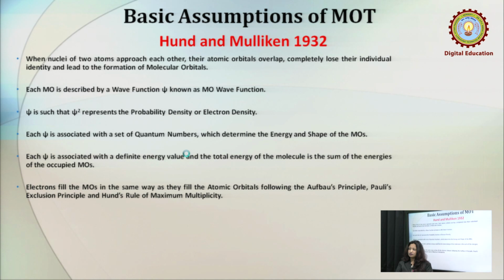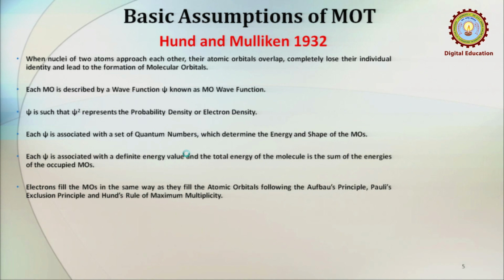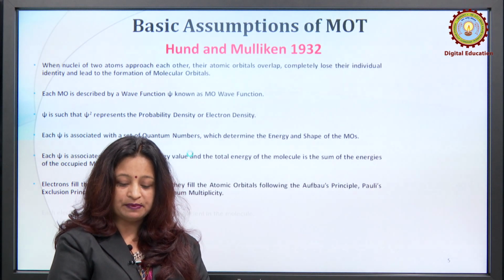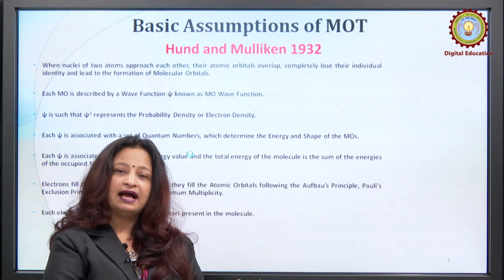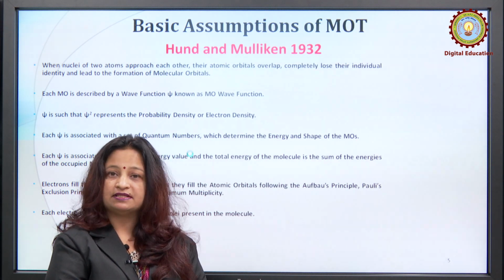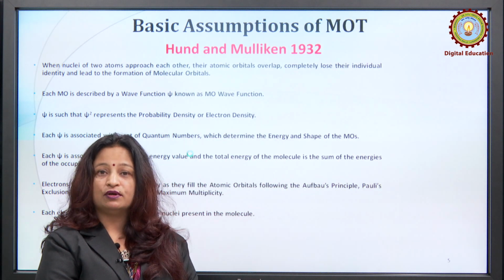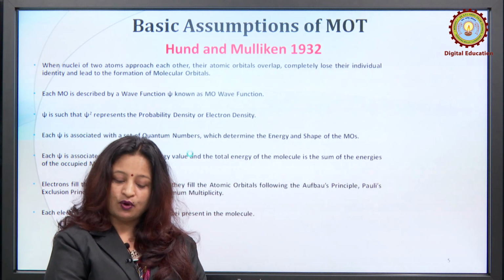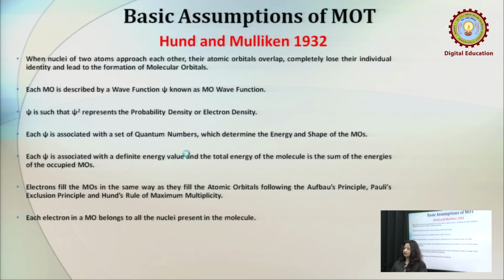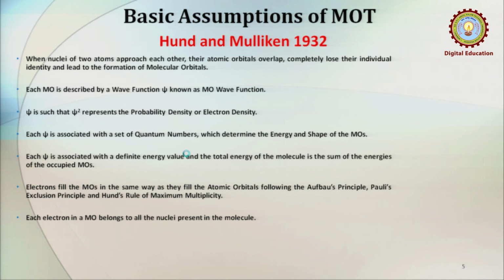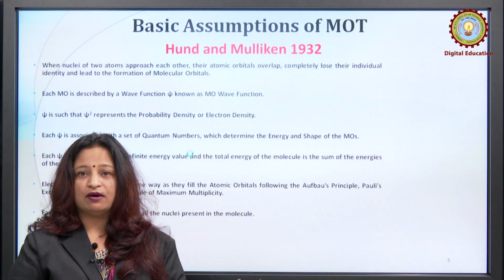Now, all of us know that electrons fill the atomic orbitals, and in the same way, electrons fill the molecular orbitals, following the Aufbau principle, Pauli's exclusion principle, and Hund's rule of maximum multiplicity. So, all these rules are followed here as well. Each electron in a molecular orbital belongs to all the nuclei present in the molecule. So, dear students, these are the basic assumptions of molecular orbital theory. All these points are very important to be understood by all of you.